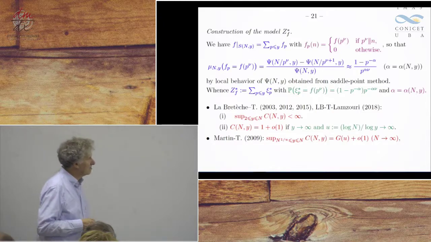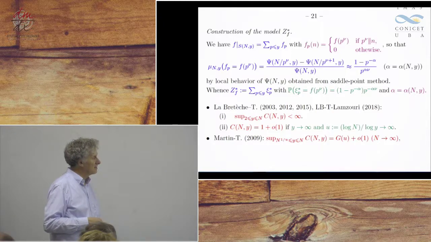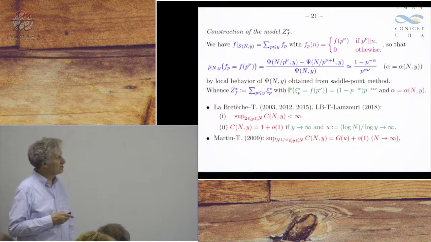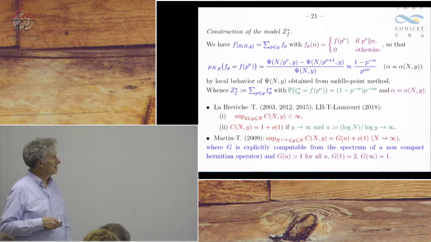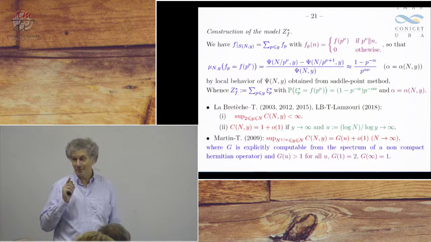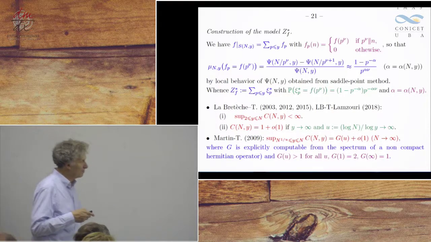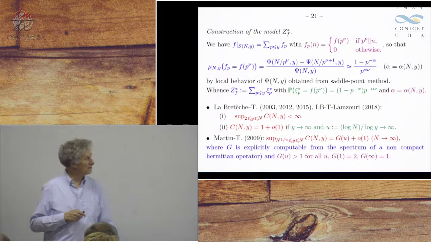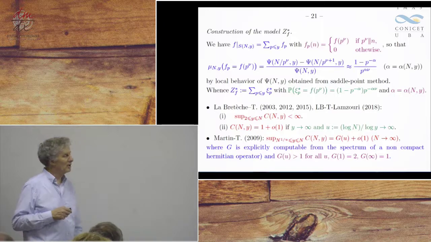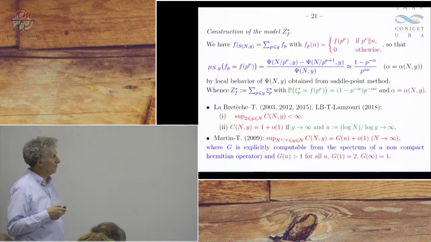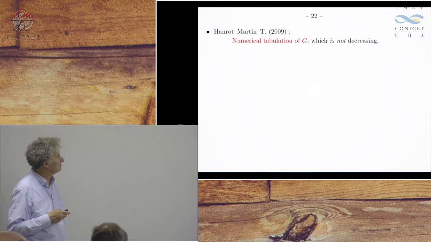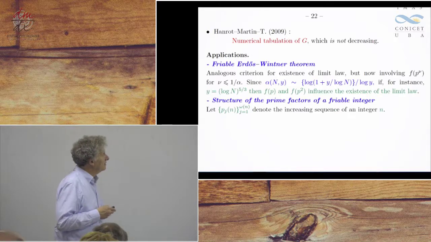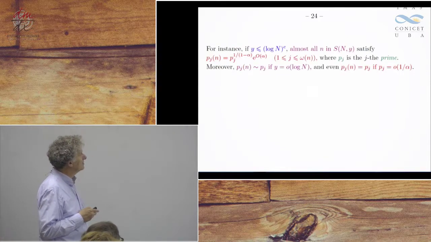And the value of the constant, if y is a power of capital N, is a function which can be explicitly computed from the spectrum of a non-compact Hermitian operator. And we have a paper with Bruno Martin and Enro, where we actually found a table for this function, and this function is actually not decreasing. Okay, I will pass on this.